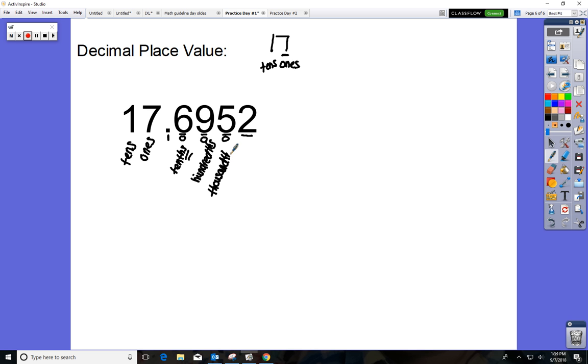Don't forget the THS. If I'm looking for the place value of the 2, it's 1, 2, 3, 4 digits after the decimal. So 1, 2, 3, 4 zeros. That creates the number 10,000. So this is the 10,000ths place.